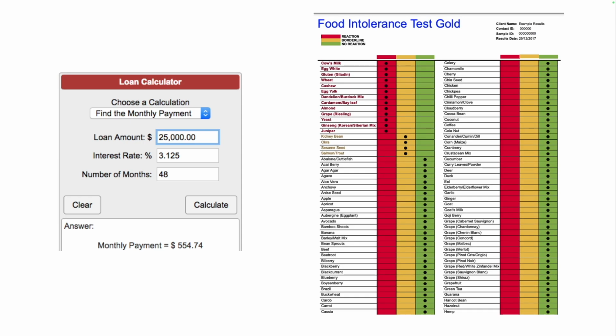The same goes for sample reports. So if you look at the top right of this report here, it just says example results, contact ID 0, sample ID 0, etc. This is showing you what something will look like. So this is a food intolerance test. This is what it may look like, so you could understand what you are or aren't intolerant to, but this isn't actually somebody's test. So by seeing the dummy data, seeing what data you will get or what data you need to put in, makes it a little bit easier for you to interface with it.